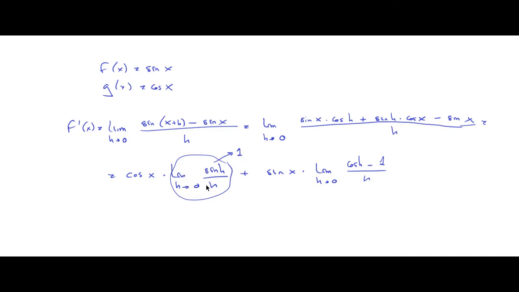The limit when h goes to 0 of the sine of h divided by h is 1. The limit of this is going to be 0 because we know that the cosine of h minus 1 is approximately equal to h squared divided by 2, right? And so this is h squared divided by h, you get h divided by 2, which is 0, okay? So this part is going to be 0. So the result of this is the cosine.